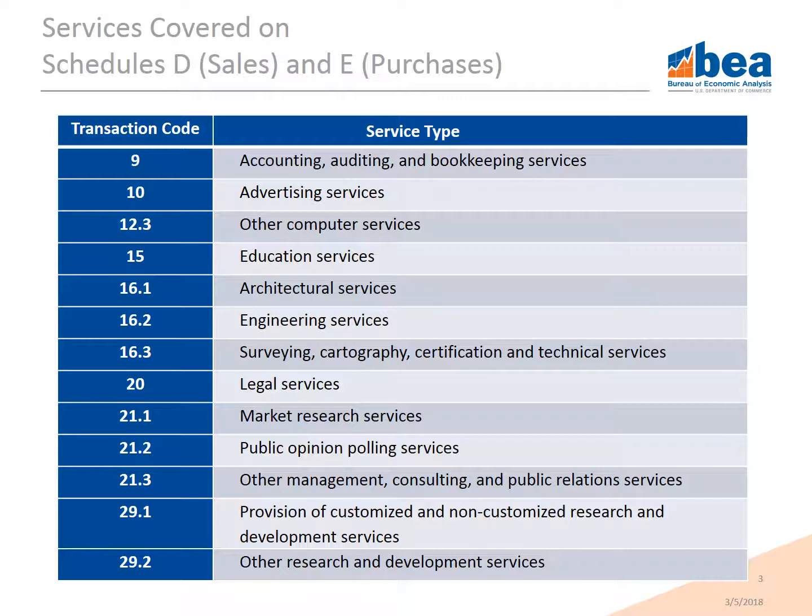This information request is limited to BE-120 respondents who report either sales or purchases of the following types of services: accounting, auditing, and bookkeeping services, advertising services, other computer services, education services, architectural services, engineering services, surveying, cartography, certification, and technical services, legal services, market research services, public opinion polling services, other management, consulting, and public relations services, provision of customized and non-customized research and development services, and other research and development services.